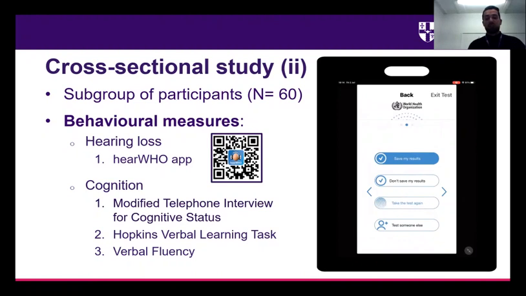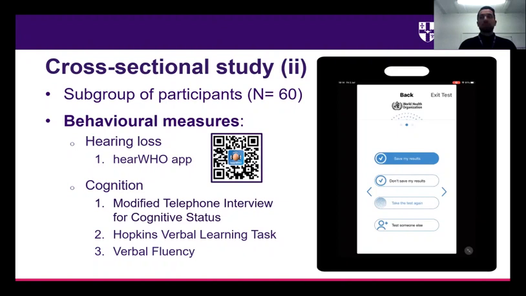Now, this included the modified telephone interview for cognitive status, which specifically assesses episodic memory, working memory, attention, and visual spatial processing efficacy, and that was presented auditorily. We also had a measure of verbal learning, the Hopkins verbal learning task, and that was presented visually. And we also had a verbal fluency task, which measures semantic memory and general executive functioning. And that really just required participants to name as many animals as they possibly could in 1 minute.